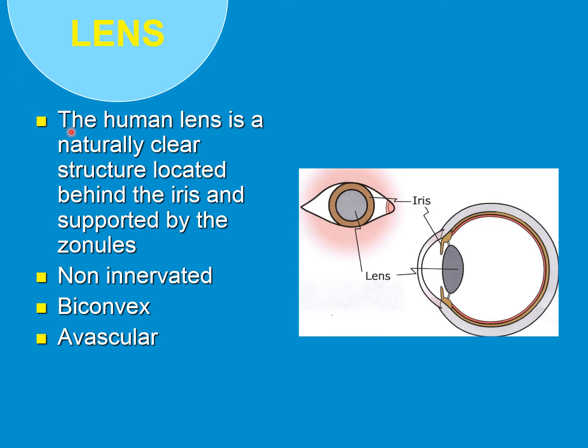The human lens is a naturally clear structure located behind the iris. That's the iris, and behind the iris is the lens. Remember, it is non-innervated, so during the operation there is no pain when we are doing the cataract extraction. It is biconvex and avascular, so there is no bleeding during the operation from the lens.